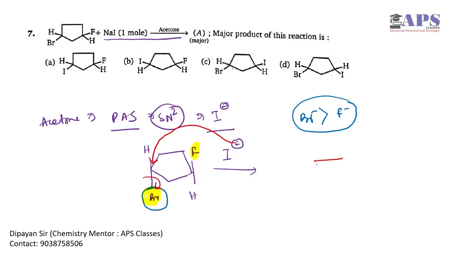Okay. So, in the final product, there is no change in position for fluoride, but bromide will be substituted, and in that position iodide and hydrogen will be attached. So in this case the answer is going to be option B is the correct answer.